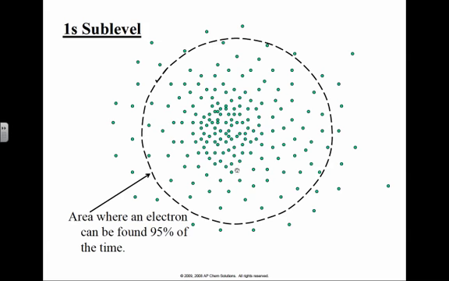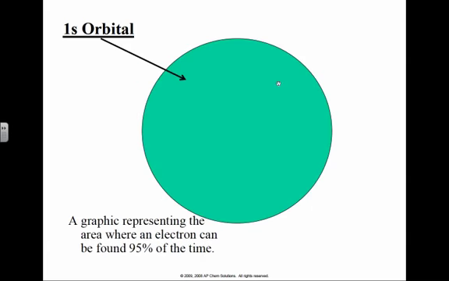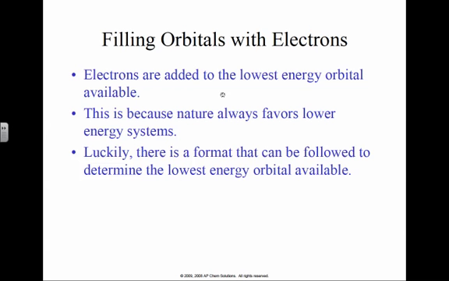So we call this the 1s orbital. Okay? And it's just a graphic representation. It's not like a shape. Electrons are added to the lowest energy orbital first. That's called Aufbau's principle. It's because nature always favors lower energy systems.